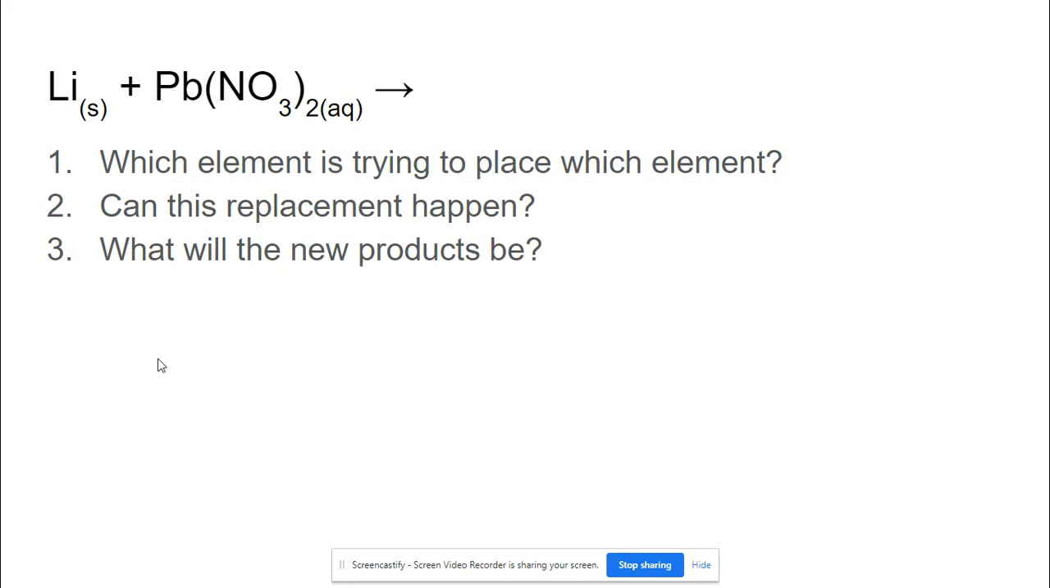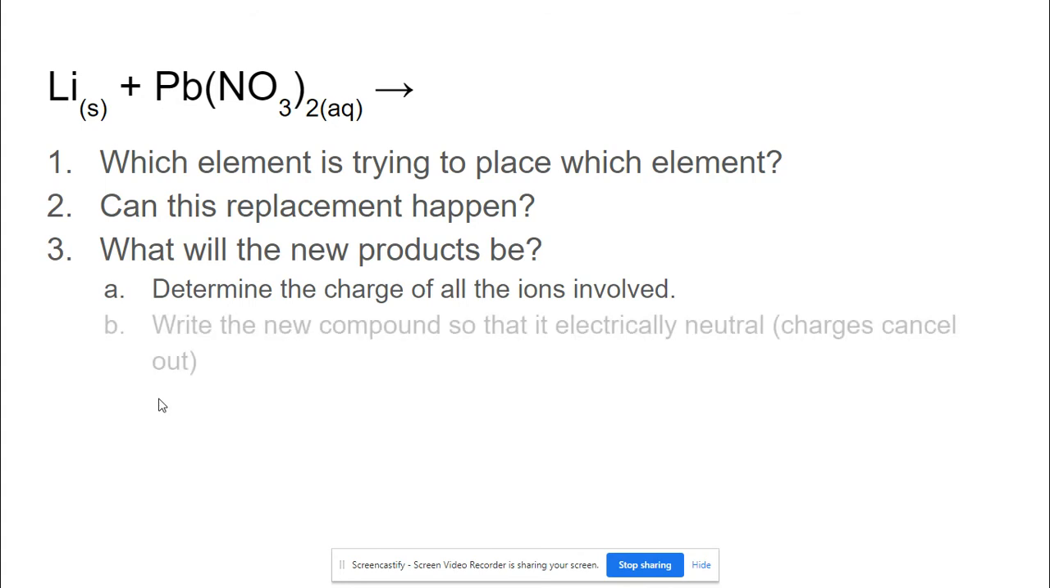And it's not quite as simple as just swapping these two, and I'll show you why. When we form new products, there's a couple of things we need to keep in mind. We have to determine the charges of all of the ions involved so that we can make a new compound that is electrically neutral. We did this back in chapter 7. We have to make sure that our positives and our negatives cancel each other out, okay? So I'll show you what I mean by that.